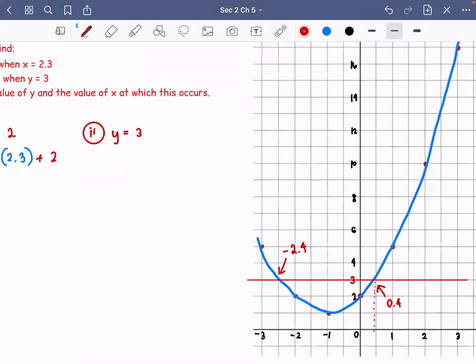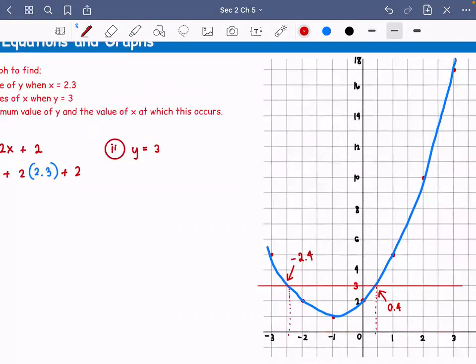This one, and then this one is, let's say it's here. So basically, x is equal to negative 2.4 and 0.4.